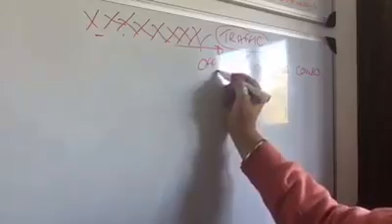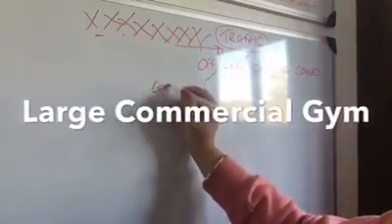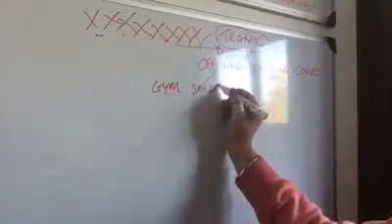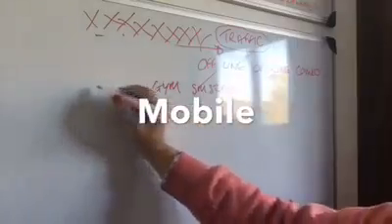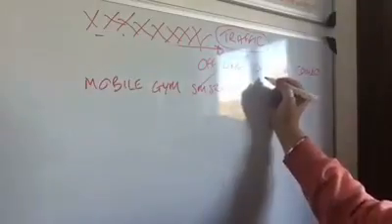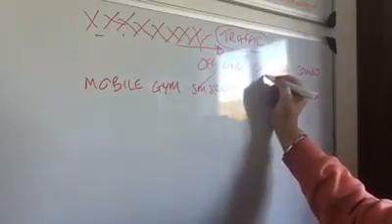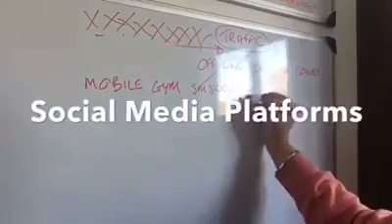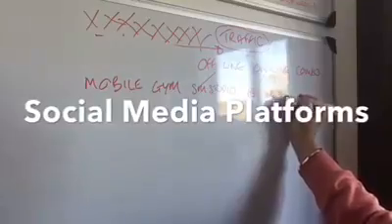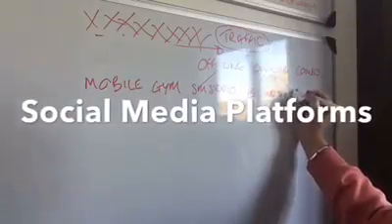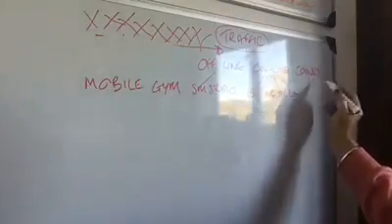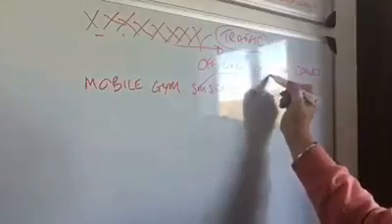So offline, this can be that you work within a gym, a large commercial gym, a small studio. You could be mobile, put mobile here for now. Online, most people are operating through Facebook, Instagram, Twitter, and some people are using LinkedIn. And then obviously you can actually be doing a bit of both. You could be working offline and online.